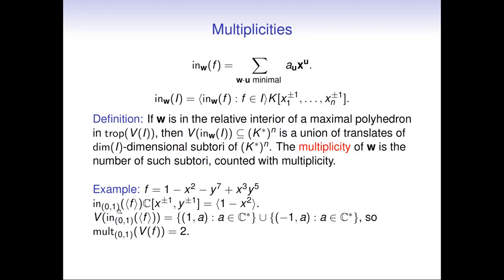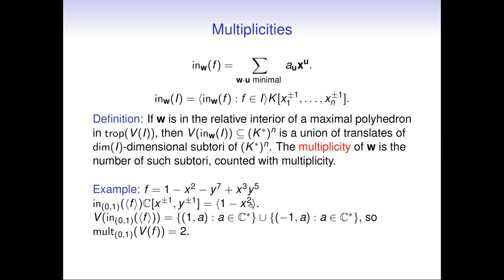So here we have 1 minus x squared minus y to the seventh plus x cubed y to the fifth. And I'll take the initial ideal. Now, if you know some Gröbner theory, you'll know that one has to be careful when passing to initial ideals. You can't always just take the initial terms of generators, but for principal ideals, you can. So the initial term with respect to (0, 1) is the exercise you just did. We all agreed, I think, that we got 1 minus x squared. So we've got the ideal generated by 1 minus x squared.